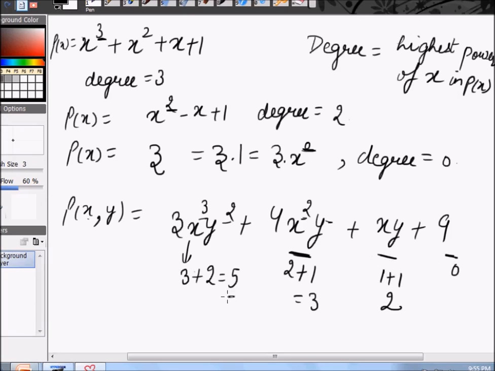Clearly the highest power is 5. Therefore degree equals 5.